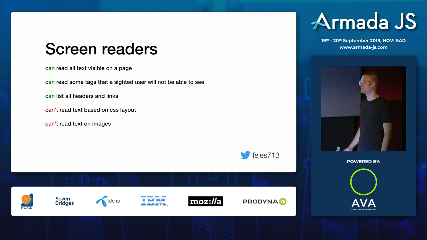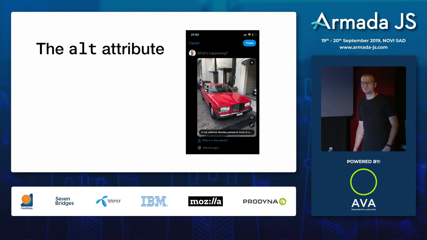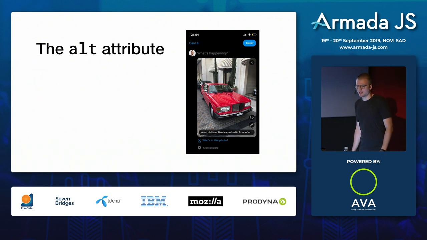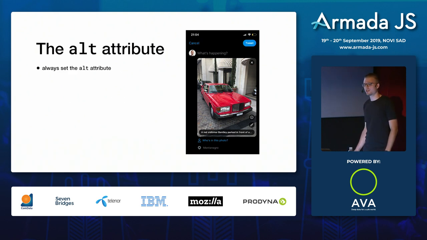So probably the only thing that everybody in this room knows is the alt attribute. You use it to describe what is happening in the image. For example, right here is the description of this image on Twitter. And there are a good few rules that you should follow when writing alt attributes. First of all, always set it, even if you are not sure what an image is and how to describe it, always set it at least to be empty. Because if you don't set the alt attribute, the screen reader will actually read the source of the image. Imagine nowadays when images are hosted on S3 buckets on AWS and there is that huge URL, the screen readers will always read it. So always set it.